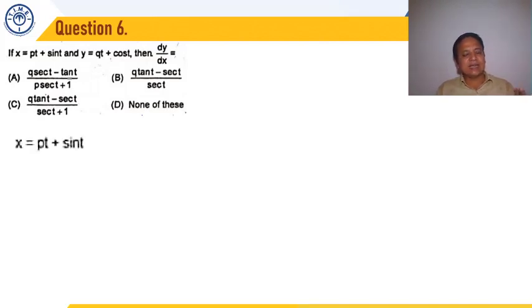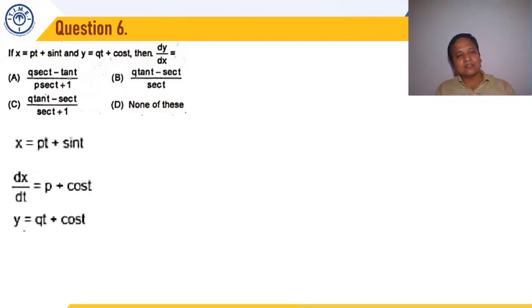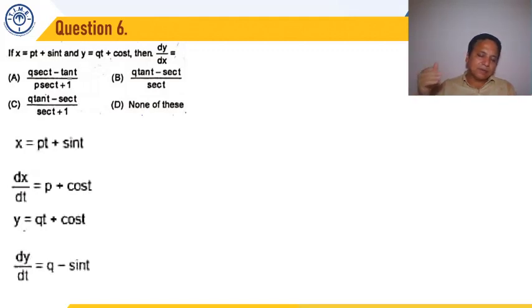So x is equal to pt plus sin t. Differentiating with respect to t, pt differentiation is p, and sin t differentiation with respect to t is cos t. So we get the value of dx by dt as p plus cos t. Y is equal to qt plus cos t. So we differentiate this also with respect to t. So dy by dt is equal to q plus, cos t differentiation with respect to t is minus sin t.